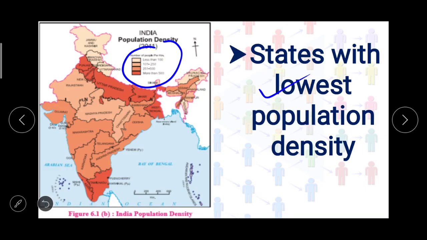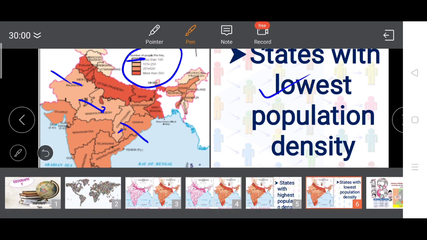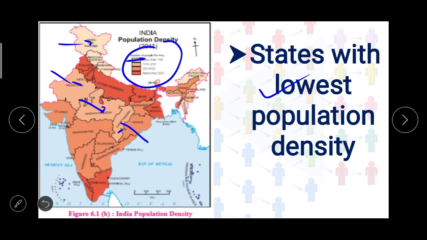States with lowest population density: this first one, Jammu and Kashmir, Himachal Pradesh, Chandigarh and Uttarakhand, and then it's increasing in Rajasthan, Madhya Pradesh and Chhattisgarh. Also in the less than 100 you can add Arunachal Pradesh and Mizoram. So you can use the given map or figure for this.